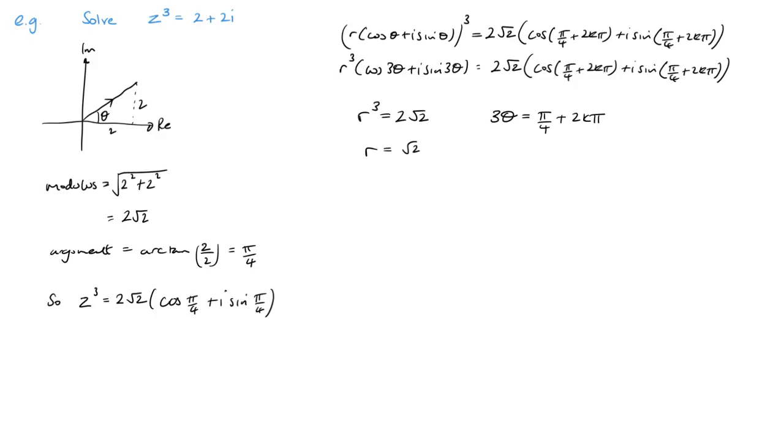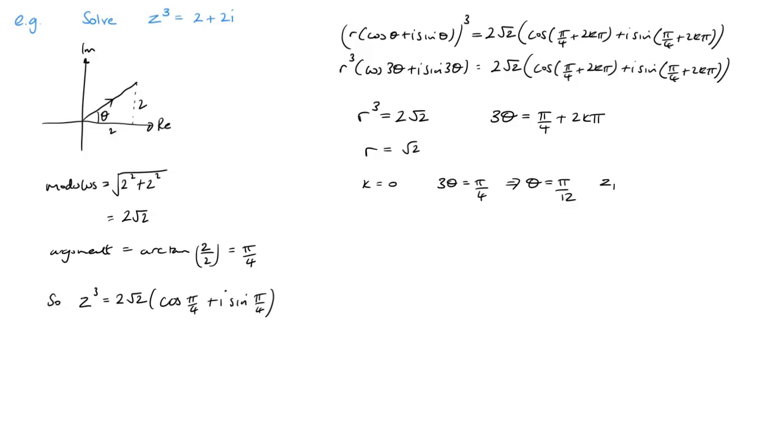So r is just root 2, and of course 3 theta equals this. We'll obviously divide by 3, but we'll put in our values of k first. So when k equals 0, then 3 theta will equal pi by 4, so theta equals pi by 12.